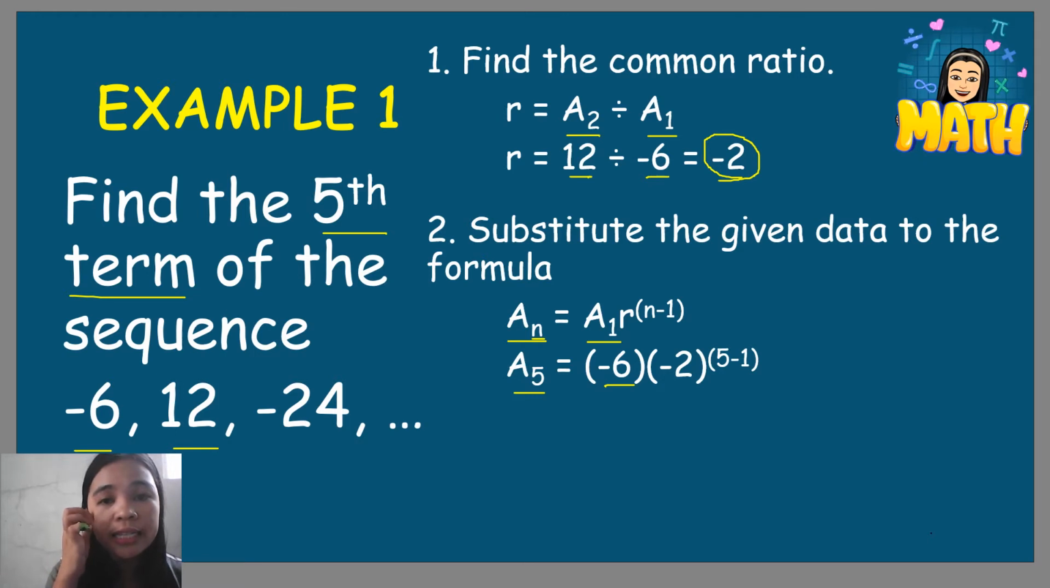So, yung r natin, that is the common ratio. Since nung nakuha natin yung common ratio, that is negative 2, kaya to negative 2. Yung n natin dito, dahil fifth term nga, so pang ilan ba yung hinahanap natin? Eh, di pang 5, kaya siya 5. Then, minus 1, lagi yung minus 1.